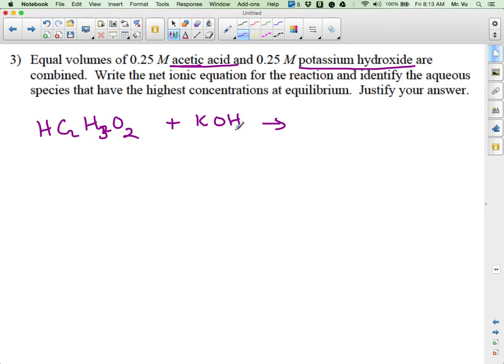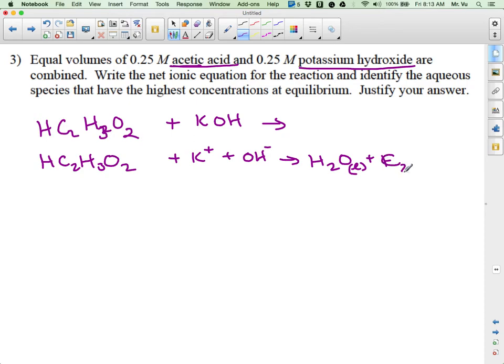I know KOH is a strong base, which means when this reacts, it's going to separate out into K plus and OH minus. When this reaction takes place, the acetic acid is going to donate its H to the OH minus. That H goes over to the OH minus to make H2O liquid, plus the leftover acetate, C2H3O2 minus, plus that potassium.